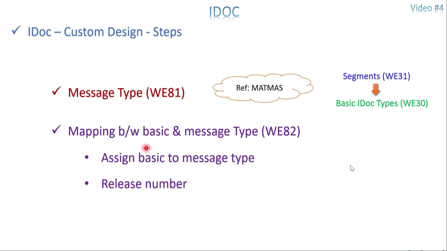So better go and find what is the current version of your basis component and give the same. It will be easy for the next developer. Okay, and these are the 4 steps in custom IDOC. Nothing much. WE31 segments creation and fields, WE30 basic IDOC types and map your segments along with the segment properties, enable some properties of your segments, and create a message type and map your basic and message type in WE82.